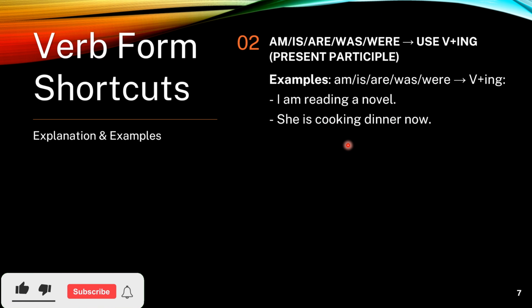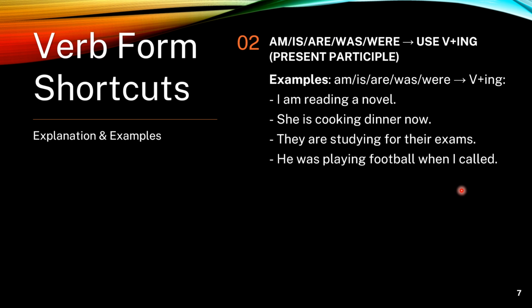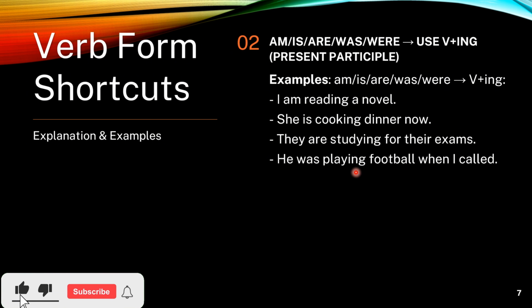She is cooking dinner now. They are studying for their exams. He was playing football when I called. So he was playing, right? He is doing the activity. With was, we're using verb plus ing.